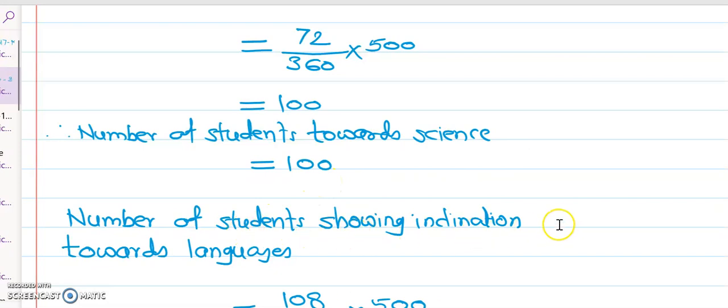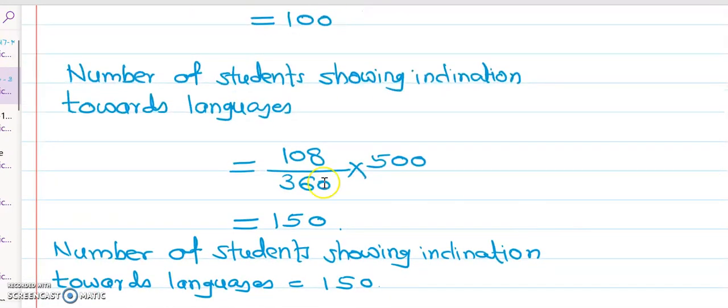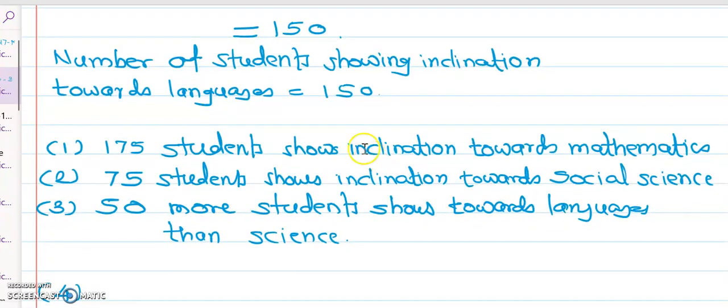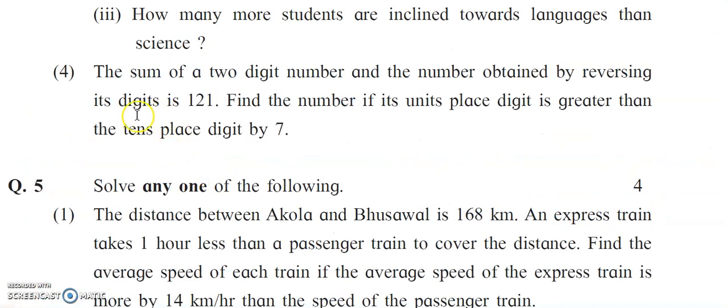The number of students showing the inclination towards the languages is 108 upon 360 into 500, which equals 150. Therefore, the number of students showing the inclination toward the languages equals 150. Therefore, 175 students show the inclination towards mathematics, 75 students show the inclination towards social science, and 50 more students show inclination towards languages than science. Now we'll start the next question.